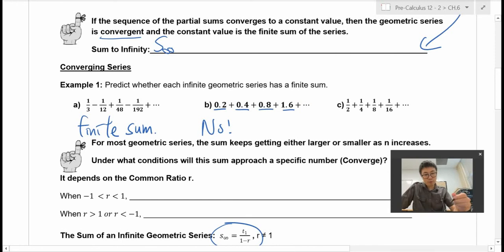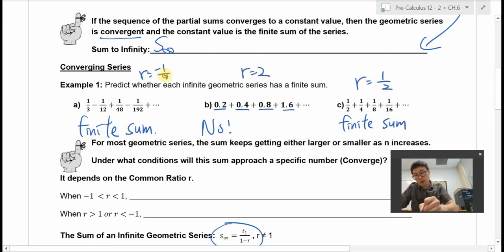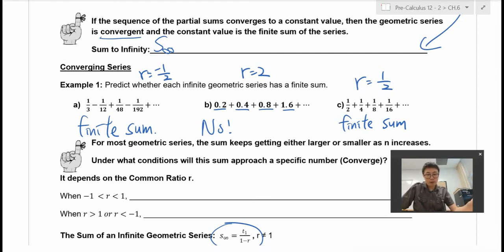Finally, for part C, this one is going to get a finite sum. Because the common ratio is 1/2 here, this common ratio is 2, and this common ratio is negative 1/2. When you add numbers that are smaller, with a common ratio, it's getting smaller and smaller at a rate. At the end of the day, you're going to add something like 0, so you're not really adding anything to it. So you are going to end up with a finite sum, which means the sum is going to approach a particular value.